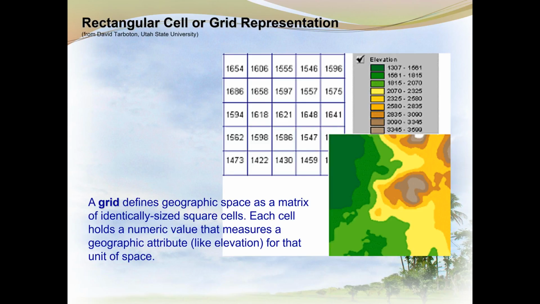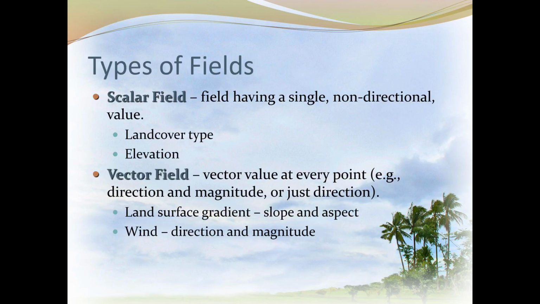The rectangular cell or grid representation. A grid defines geographic space as a matrix of identically sized square cells, and each cell holds a numeric value that measures a geographic attribute, like elevation, for that unit of space. For the types of fields, a scalar field has a single non-directional value, such as land cover type and elevation.